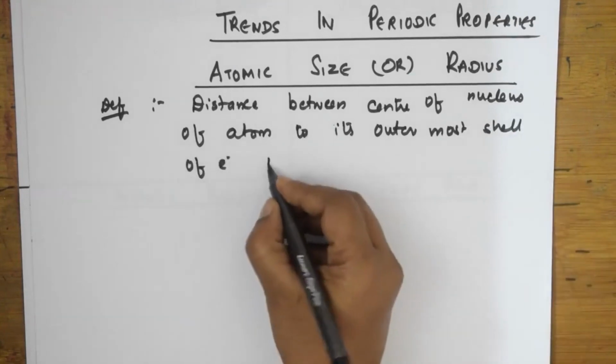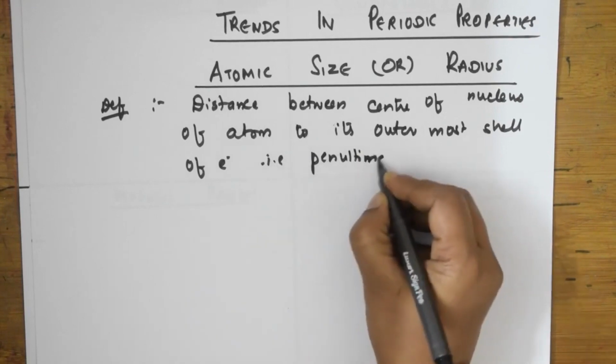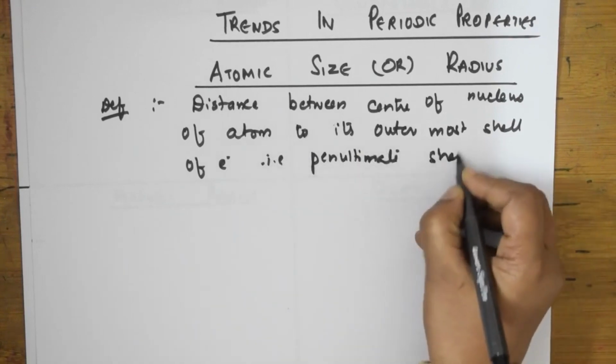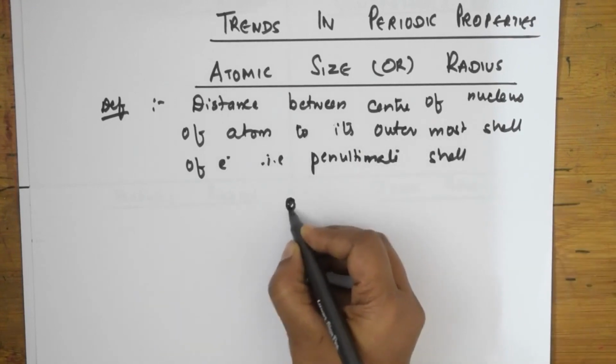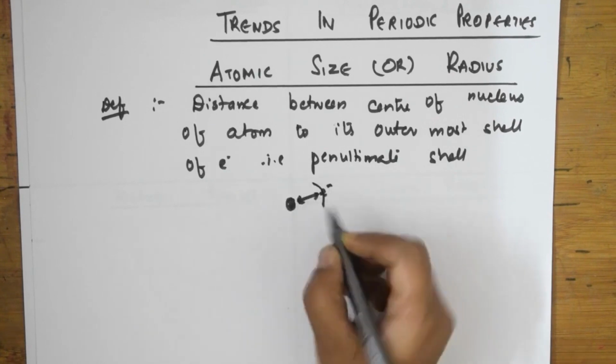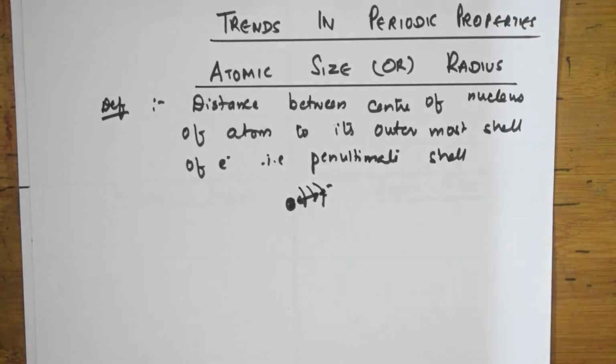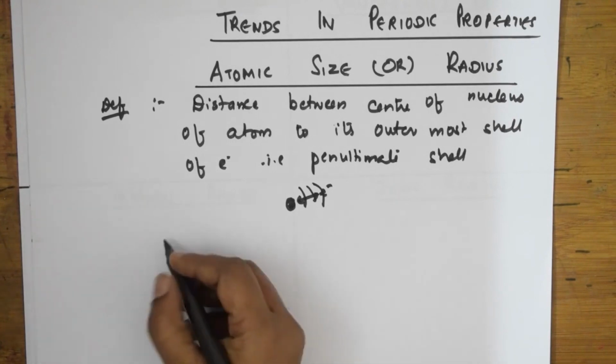What is that outermost shell of electrons? That is nothing but the penultimate shell, isn't it? So the distance between the center of the nucleus and the outermost shell of electrons is called the atomic size, atomic radius. Now we have shells in between. So first of all, we can't determine the absolute value of atomic radius. Why? Let us write the reason.